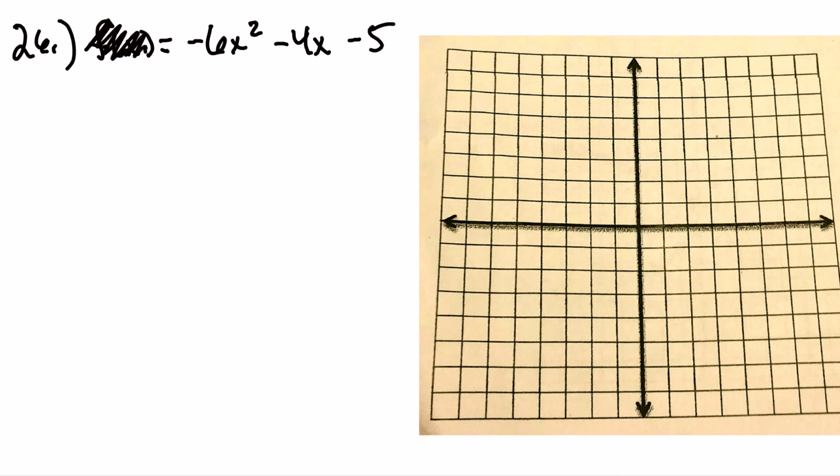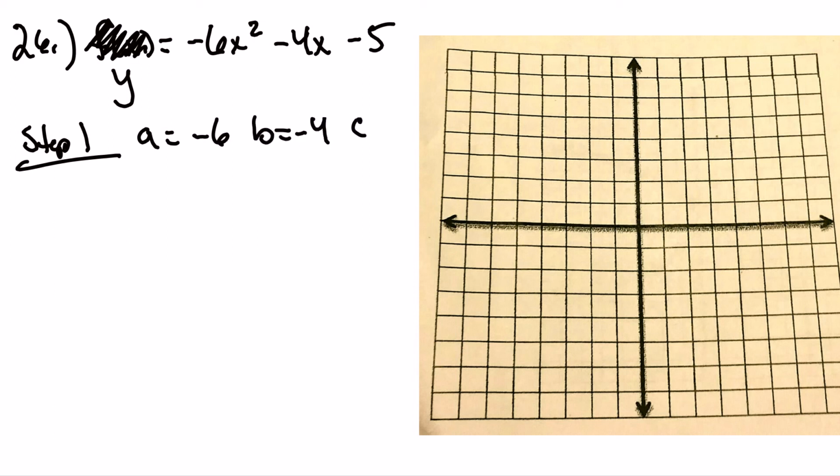Remember, if you don't like that f of x there, you can just scratch it out and write y. It's the same difference. So, step 1 is still the same. Find a, b, and c. So, a is negative 6, b is negative 4, c is negative 5.